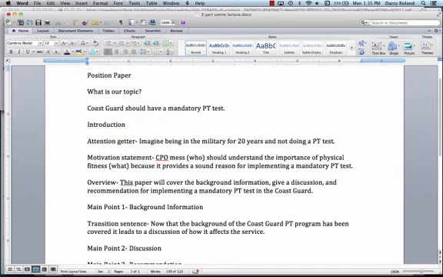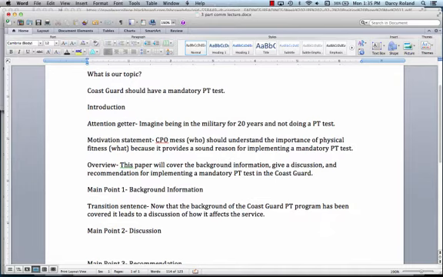You notice that transition sentence. Now that the background of the Coast Guard PT program has been covered, it leads to a discussion of how it affects the service. Background, discussion. If you don't have both words, you have a partial transition or no transition at all. Those are mandatory when you are doing this.